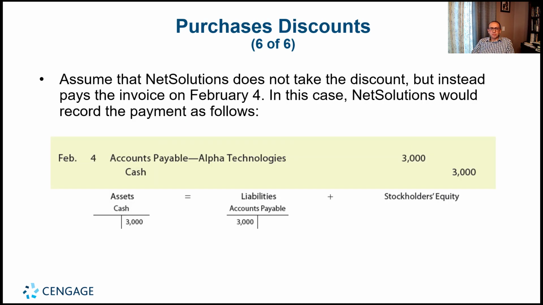So let's assume that they didn't take full advantage of the 10 days, but they just paid on the very last day, which is February 4th. So in this case, it's going to be a little bit more straightforward. We're going to debit accounts payable for $3,000 and we credit cash for $3,000. No impact on inventory because inventory is still recorded at the $3,000.